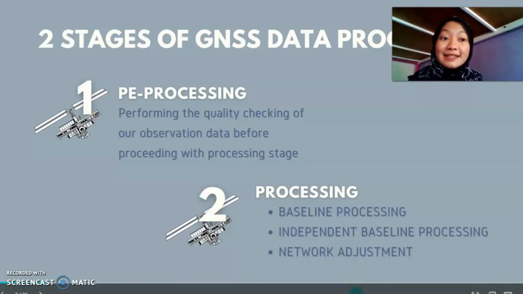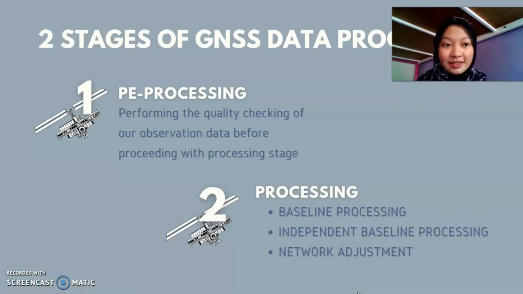Alright, so GNSS data processing can be divided into 2 stages. The first stage is the pre-processing stage, where we need to perform quality checking of our observation and navigation data before we can proceed with the processing stage. And the second stage is the processing stage, which involves 3 types of processing: baseline processing, independent baseline processing, and network adjustment.